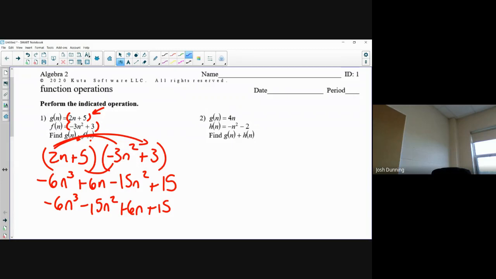Now, number 2, same idea. This time it says g plus h. So, there's g, there's h. I didn't need parentheses there. There's nothing to distribute or anything. Also, there's no like terms here. Nothing to add or subtract. Negative n squared, that 4n is positive, so plus 4n minus 2.